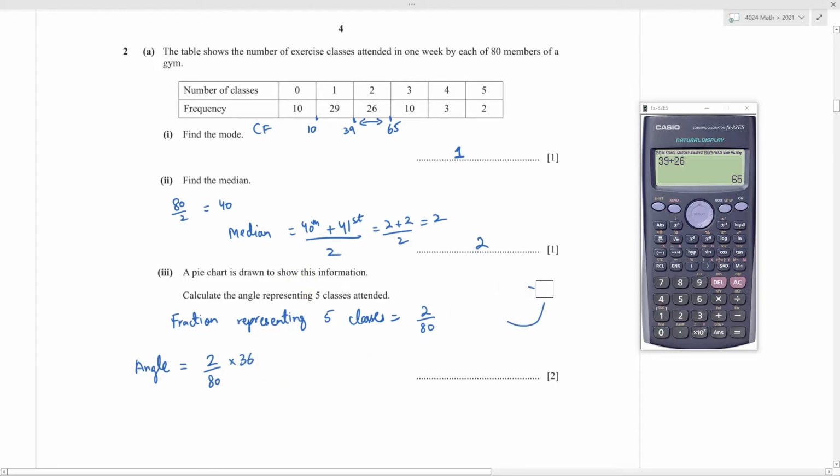So the fraction is 2 over 80. So this is 2 over 80 of 360 degrees, or 2 over 80 multiplied by 360. This is 9 degrees. So angle representing 5 classes is 9 degrees.